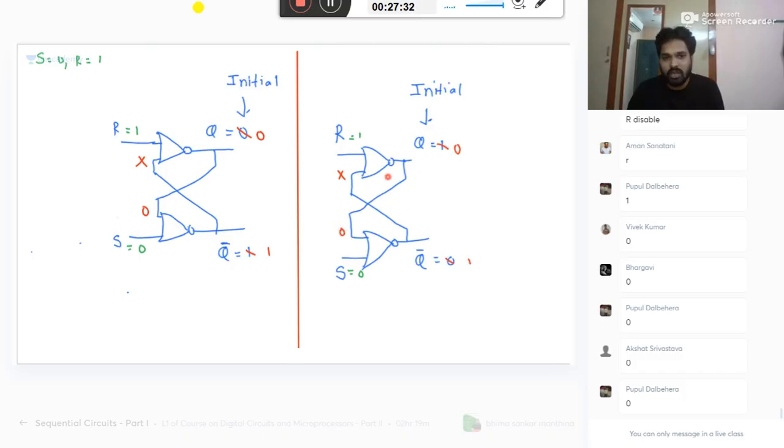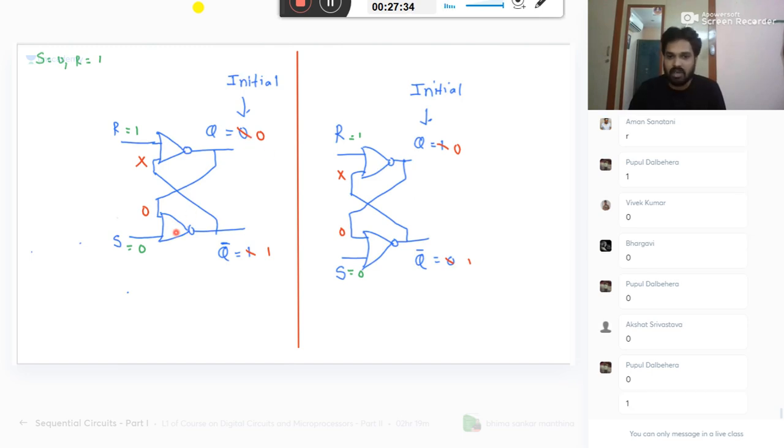Maybe initially only one output may change, then the second may change depending on the delays. But what I am giving is the steady state final values only. This process may take different delays, so don't worry about it. We are speaking about the final output.